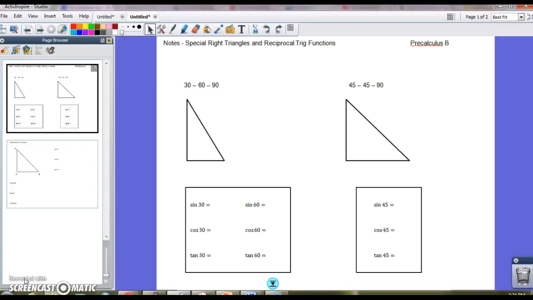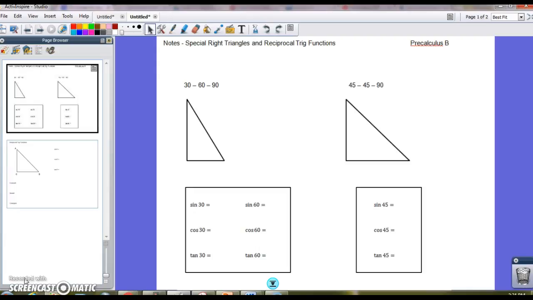Hi folks, today we are going to talk about special right triangles and reciprocal trig functions. We'll start with the special right triangles. A couple things to know. There's actually only two special right triangles. There's the 30, 60, 90 and the 45, 45, 90.